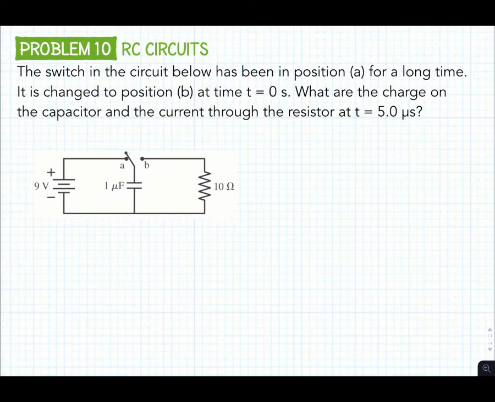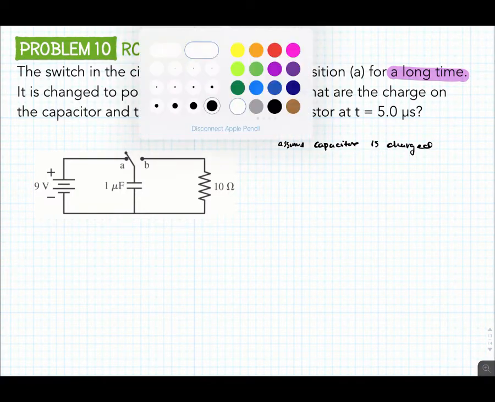Let's start by looking at the words in this problem. It says the switch in the circuit below has been in position A for a long time. What do you think we mean by a long time? A long time probably implies that it's longer than the amount of time it takes to charge the capacitor. So we can assume the capacitor is charged. And this is the situation where this switch is open.